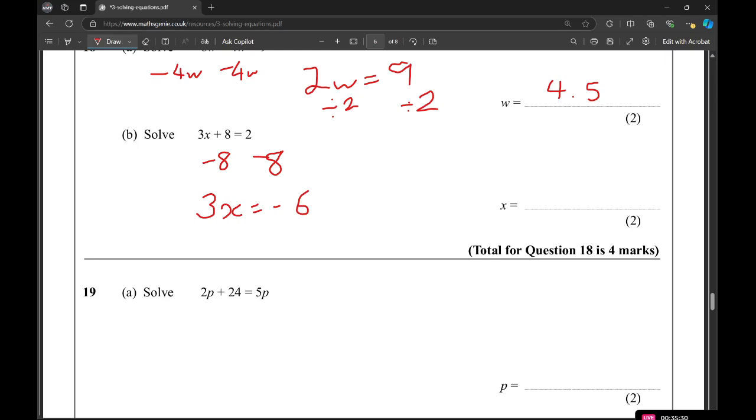So 3x equals minus 6. I don't want 3x. I just want x. So I'm going to obviously divide by 3 on both sides. So x equals minus 6 divided by 3, which is minus 2.